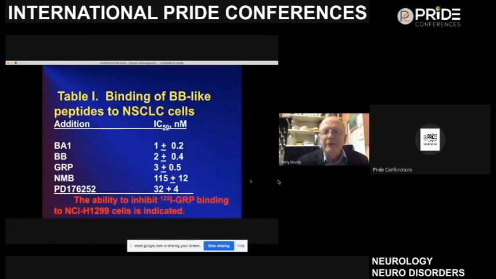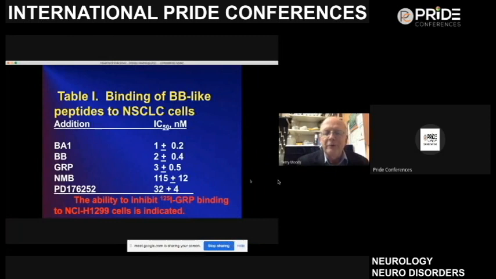The bombesin receptors are not only present in small cell lung cancer cells, they're also present in non-small cell lung cancer. And you see that BA1, bombesin, and GRP bind with high affinity to the cancer cell. Neuromedin B binds with the corners and maybe to lower affinity.